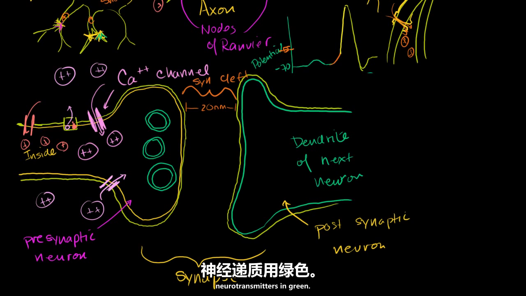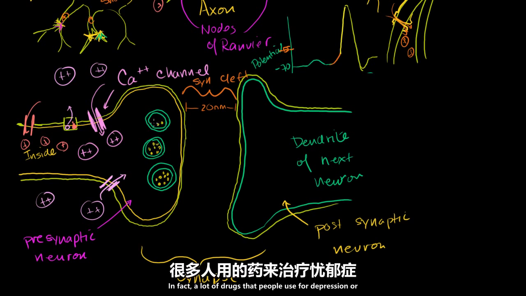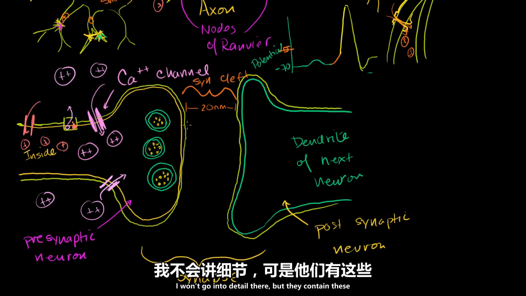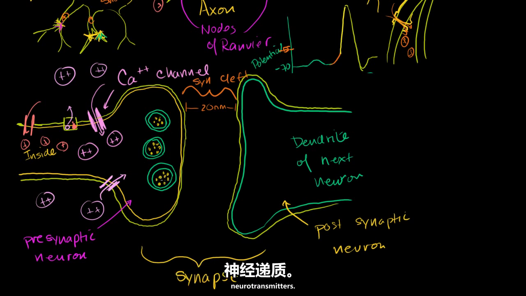And I'll draw the neurotransmitters in orange. Well, I've already used that. I'll do it in green. So they have these molecules called neurotransmitters in them. You've probably heard the word before. In fact, a lot of drugs that people use for depression or other things related to our mental state affect neurotransmitters, and well, I won't go into detail there, but the vesicles contain these neurotransmitters.